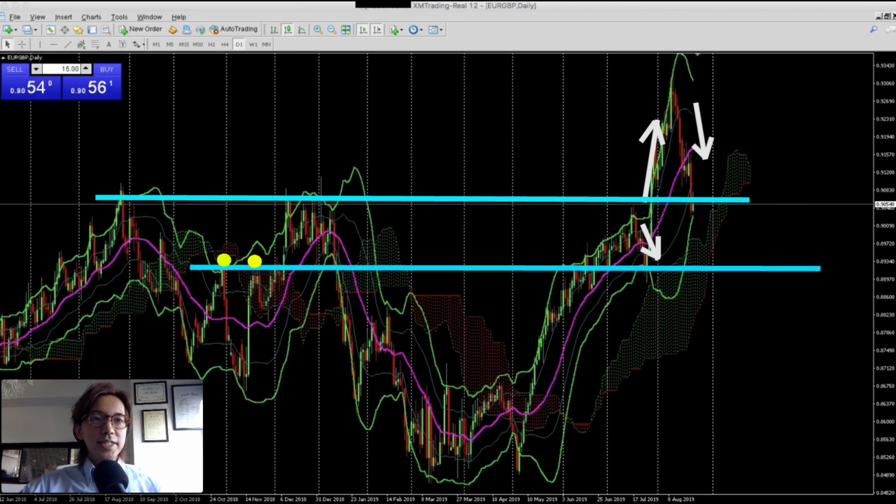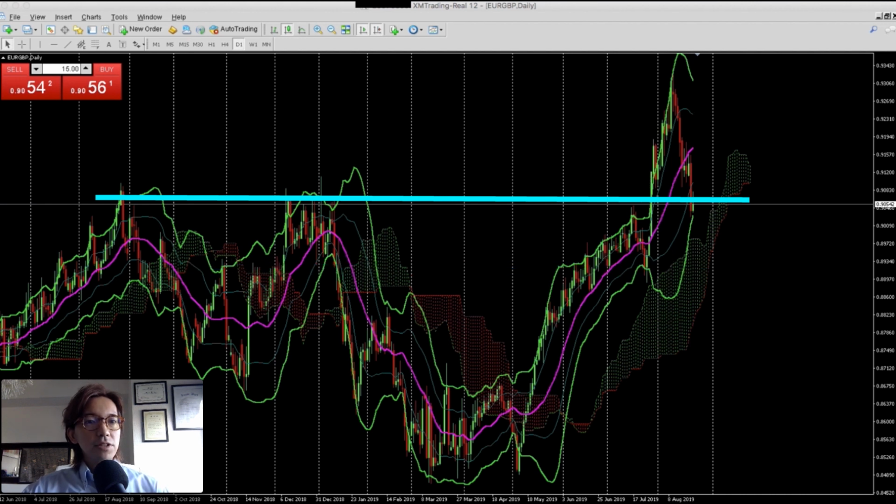So as far as I see the chart, it's a great place to buy because if the price is supported on this level, the initial target could be the recent highest up to this level, which is about 250 pips. And in that case, the stop loss will be right below the most recent lowest. So the risk to reward ratio will be very good.